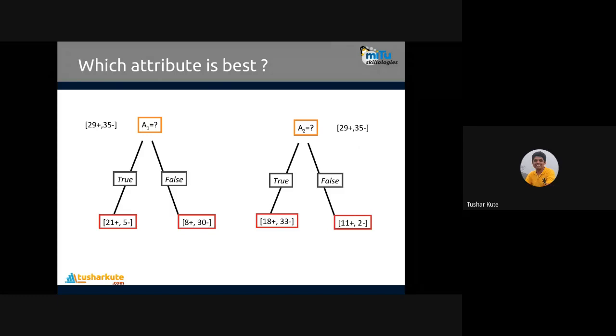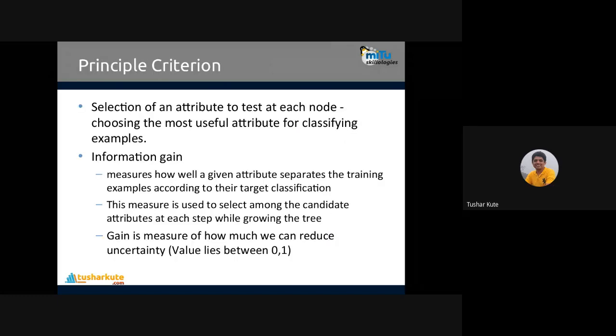Fine. Now, what to choose, A1 or A2? What criteria do we have to apply so that the split is perfect, and after that the descendant features will also generate a perfect split? So how to go with that? See, the principal criterion is the selection of an attribute to test at each node, choosing the most useful attribute for classifying examples. The first and commonly used method is information gain.